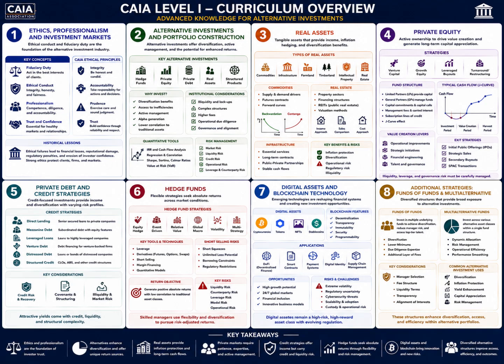CAIA Level I. Topic 1 of the CAIA Level 1 curriculum establishes ethical conduct, fiduciary duty, and professionalism as the foundation of the alternative investment industry. Candidates study the purpose of investment markets, the responsibilities of financial professionals, and the importance of placing client interests first.